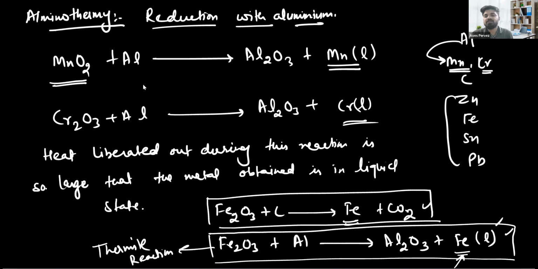So this is thermite reaction. What is the use of this thermite reaction? It is used in joining railway tracks or broken machinery, because the metal obtained during this reaction is in liquid state. So if we have a railway track and there is a gap between these two, we make this structure like this, and we fill this gap here with the mixture of Fe2O3 and aluminium powder.